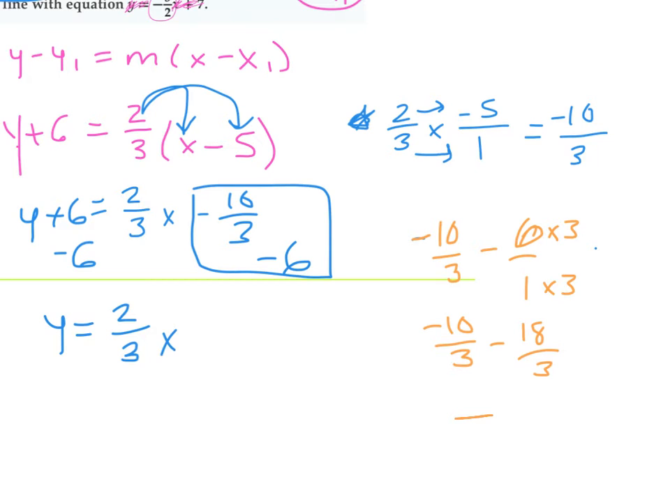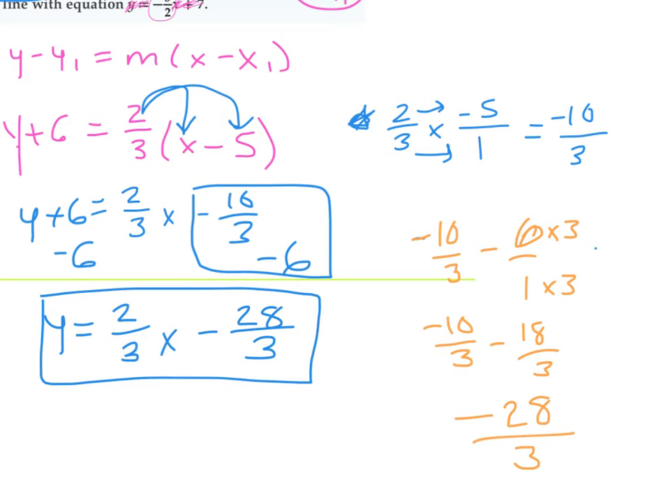Negative 10 minus 18. Since they're both negative, we add them together and keep the sign as negative. So negative 28 over 3. Going back to our equation, we have y is equal to 2 over 3x minus 28 over 3. So this is our answer in slope-intercept form.